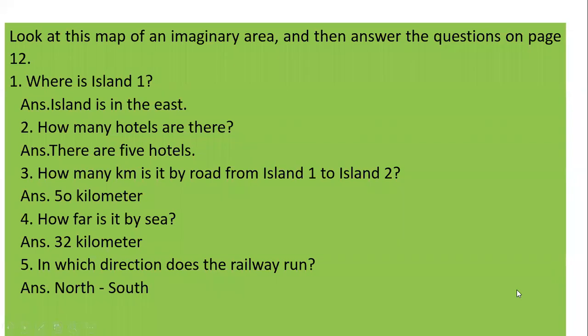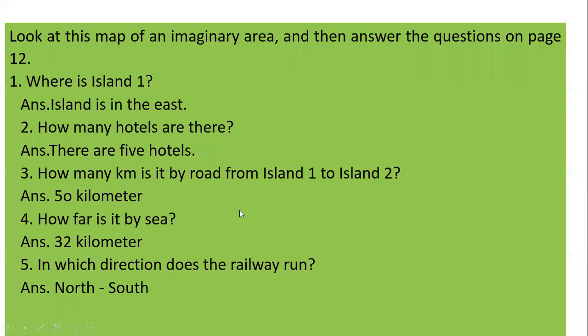Okay, look at this map, the previous map. Look at this map of an imaginary area. Then answer the questions on page number 12. The first question is, where is island 1? The answer is, island 1 is in the east. Island 1 you will find in the given map. Island 1 is in the east.